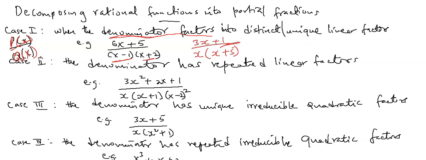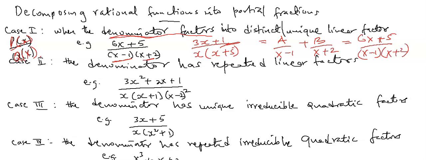And if we consider the first one, then you will get A over the first factor, x minus 1, plus B over x plus 2. So you decompose 6x plus 5 over x minus 1 by x plus 2. Note that you can express it as the sum of 2 fractions, the partial fractions, A, where A is a constant that you need to find, over x minus 1, plus B over x plus 2.